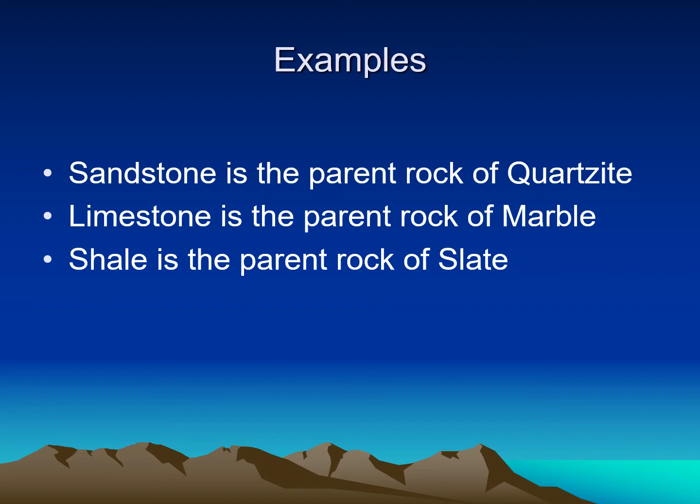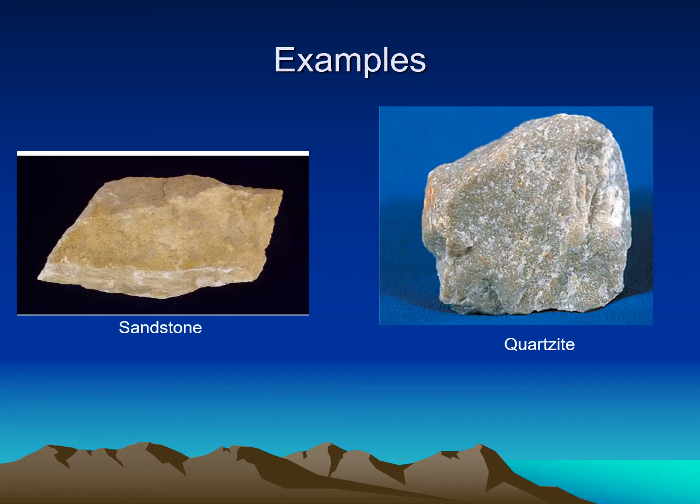Okay, so back to our metamorphic rock called gneiss. What are parent rocks for gneiss? Well, shale is a common parent rock for gneiss, but granite is also a common parent rock for gneiss. So more than one parent rock can become banded gneiss.